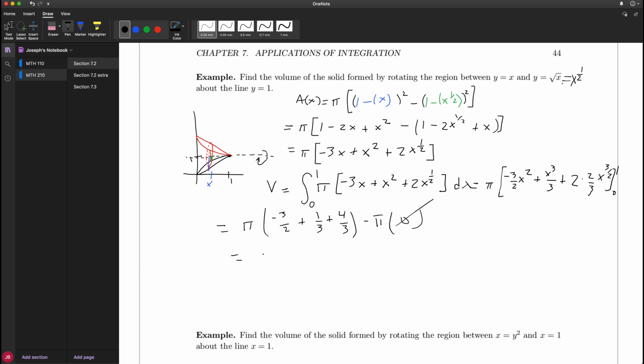Common denominator looks to be 6. This needs to be multiplied by 3, so we get a minus 9. And each of these get to be multiplied by 2. So we get pi over 6. Okay.